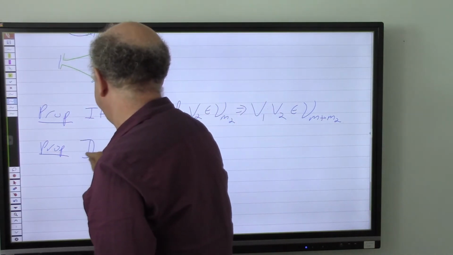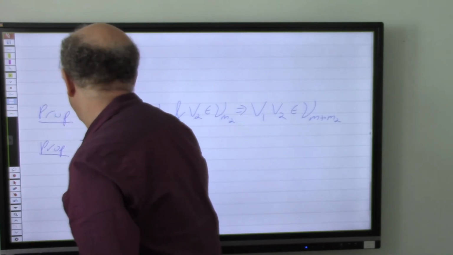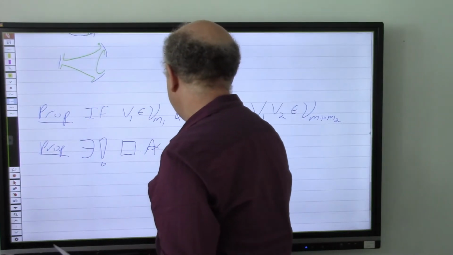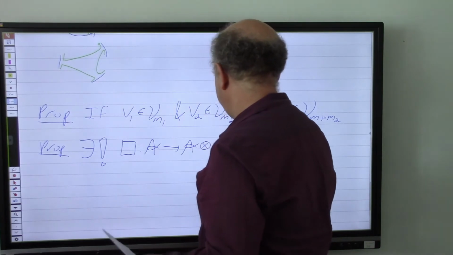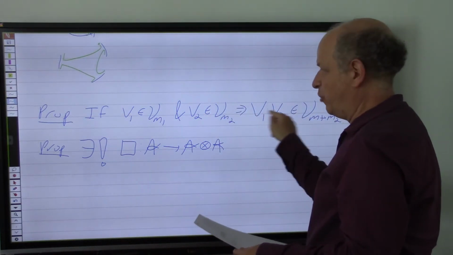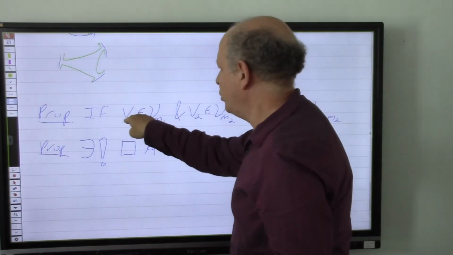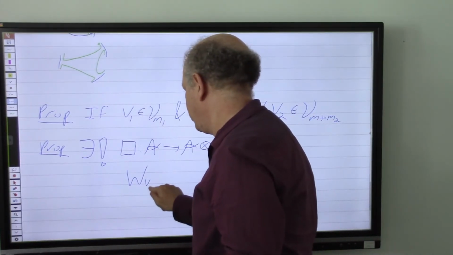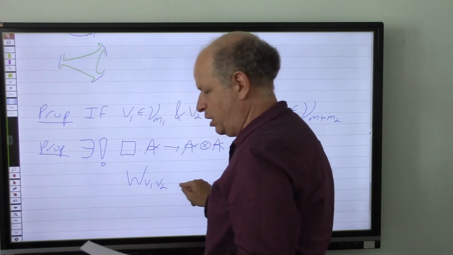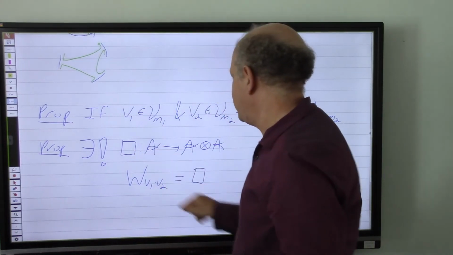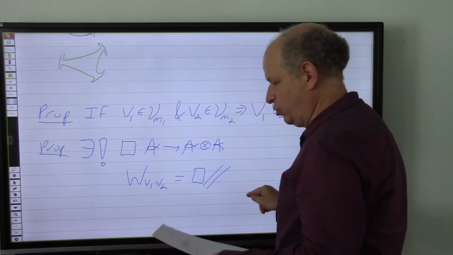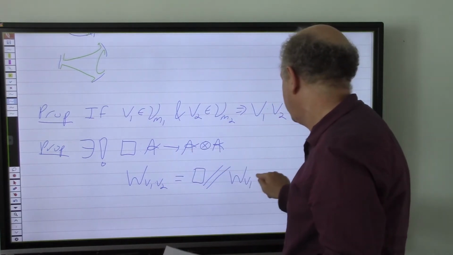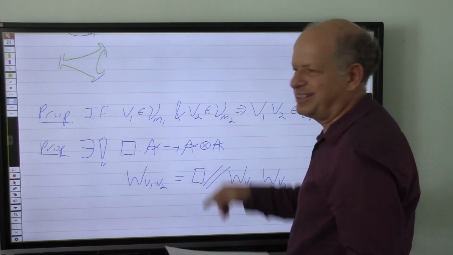And the second proposition says the following. The claim is that there exists a unique operation delta going from A into A tensor A, such that the weight system of the product can be computed from the weight system of these two using this operation. Precisely such that the weight system of V1 times V2 is equal to this operation box fed into the weight system of V1 on the first tensor factor times the weight system of V2 on the second tensor factor.